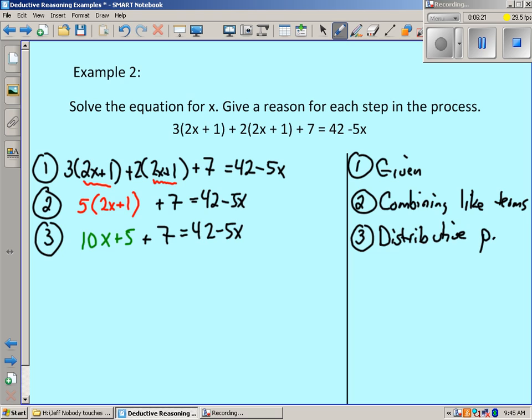Abbreviate that again. And now, again, step 4, I'm going to combine like terms, so I leave the 10x alone. The 7 and the 5 are going to combine together to get me 12. So I, again, now, just like in step 2, and that's kind of why I wrote that, I was combining like terms.